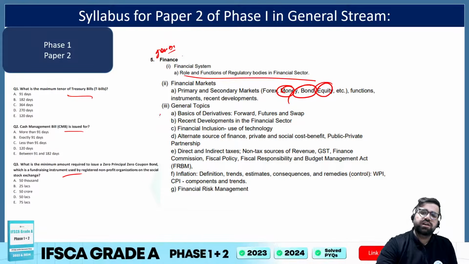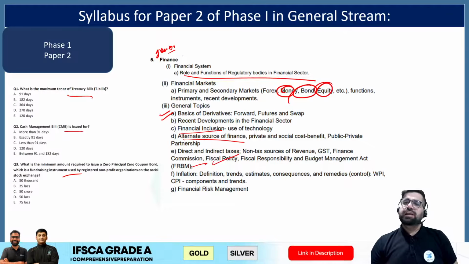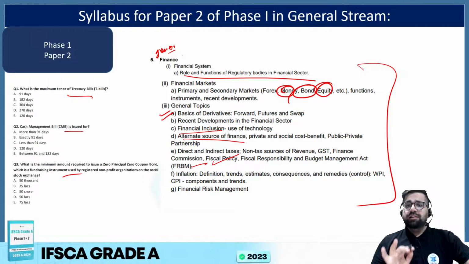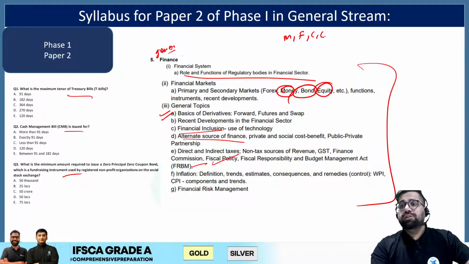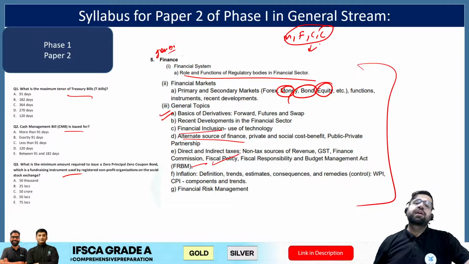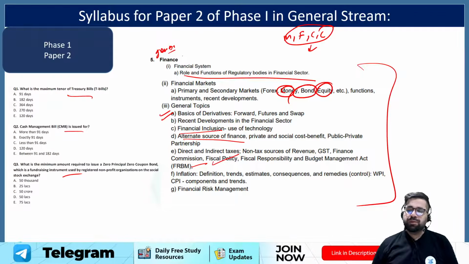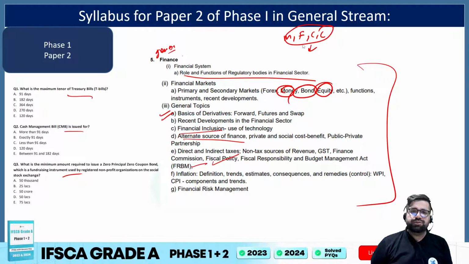Then there are some general topics like derivatives, recent development in financial sector, financial inclusion, ASF, alternative sources of finance, FRBM, fiscal policy, and all of that stuff. Mind you, if you have covered PFRDA preparation, if you have covered PFRDA 2025 and you have done it seriously, then definitely a lot of overlapping is happening. In PFRDA you study management, you study finance, and you study the component of commerce and costing as well. All of them can be used in IFSC also. And this is a great opportunity for SEBI grade A students also, because in SEBI also you study these subjects. IFSC is also asking you the basics of these subjects only.